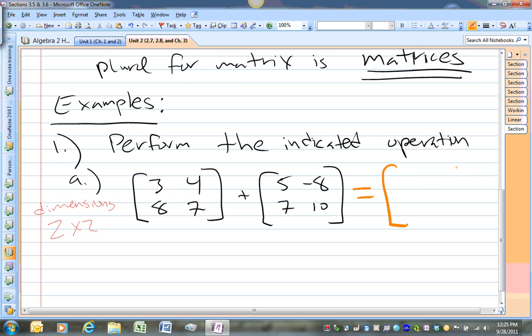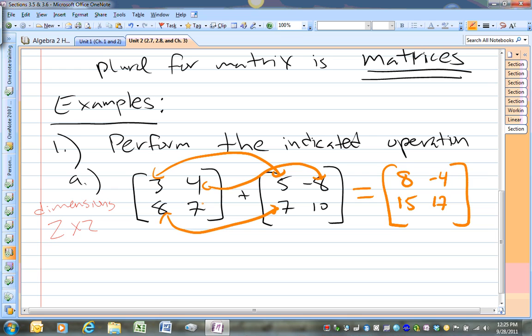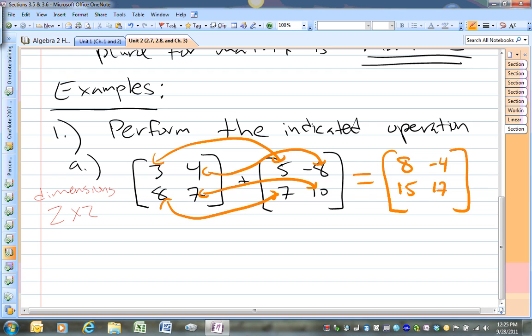So in orange, I'll write the solution. You add 3 to 5, which is 8. You add 4 to -8, which is -4. Add 8 to 7, that's 15. Add 7 to 10, that's 17. So you just add numbers that are in identical locations. So I'm adding these two together, those two together, those two together, and those two together. So that's how it works.